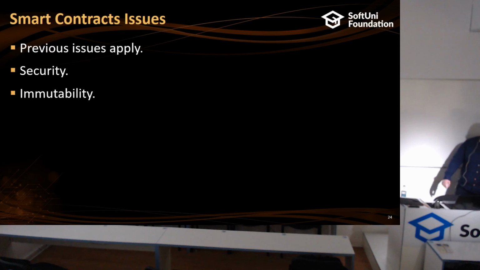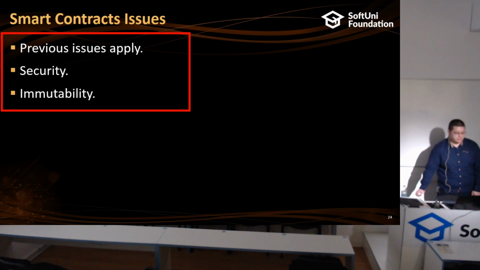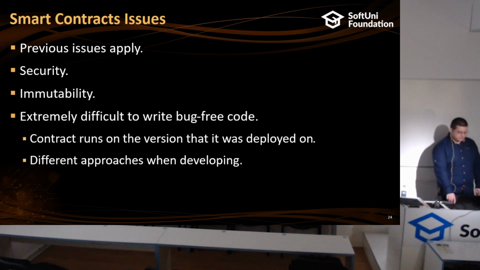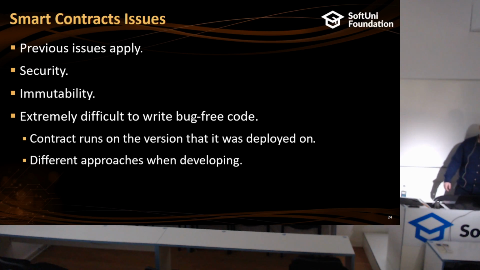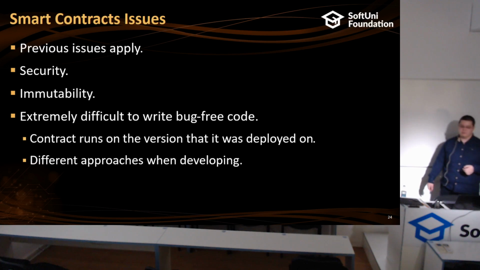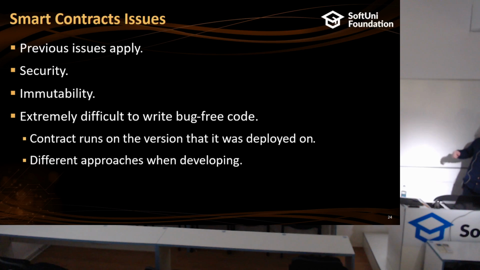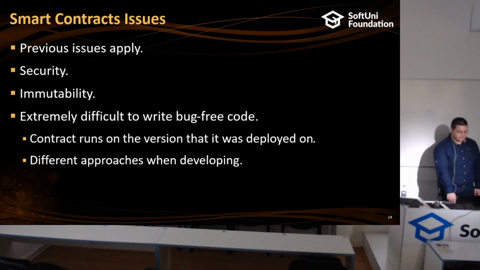Immutability is an issue as well. It might sound weird to some of you, but it is actually a problem. We are going to go deeper into these first three in just a second, but I want to say that actually writing smart contracts bug-free is very, very hard, as the contracts are running on the version that they are deployed on. So improving the Ethereum version doesn't improve the version of your contract running, and it requires a different approach when developing. For instance, senior developers who develop normal programming code might run into some issues and some bad habits. So they need to be very careful when developing smart contracts.